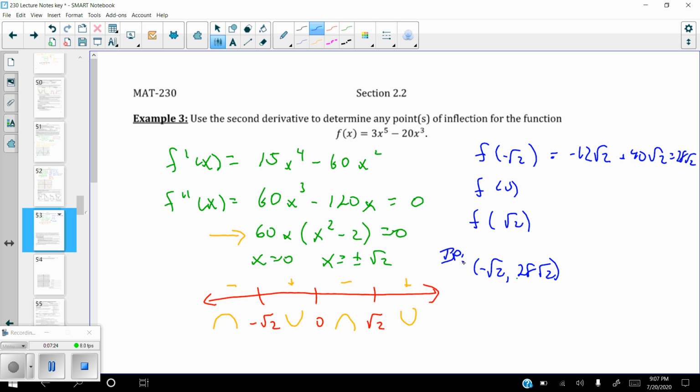Okay, I got to plug in 0. This is the easiest one. If I plug 0 into the original function, I get 0. So I also have an inflection point at 0, 0.